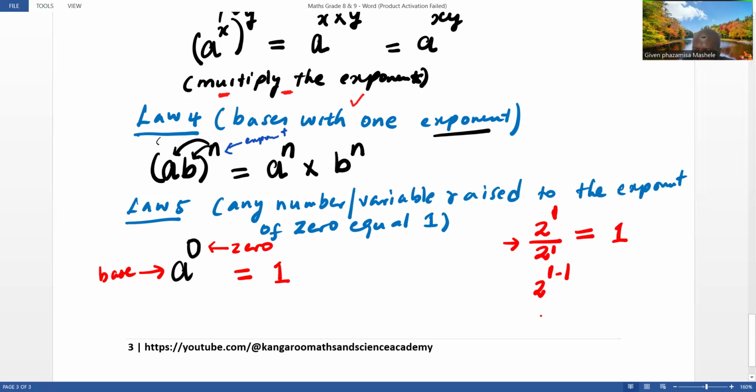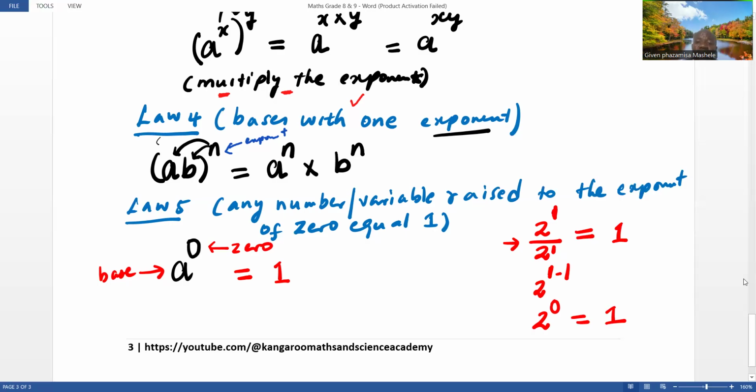And now what is this? 2 to the exponent 1 minus 1 is what? 0. Remember, 2 to the exponent of 0 is the same as 2 divided by 2. So we have proved that 2 divided by 2 is 1. It means even this one is also 1. So any number raised to the power of 0 is equal to 1.